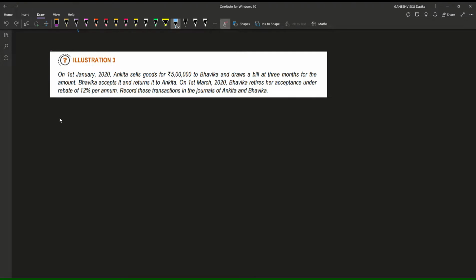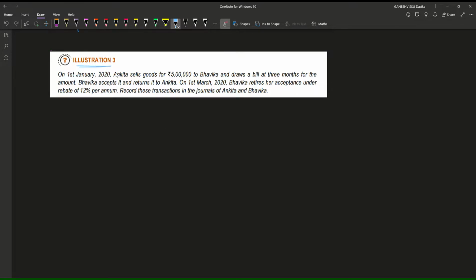So, hello friends, today we are going to continue with the concept again. That means we shall start continuing the problems. We shall continue with the problems. Okay, we are going to now start with illustration number 3.